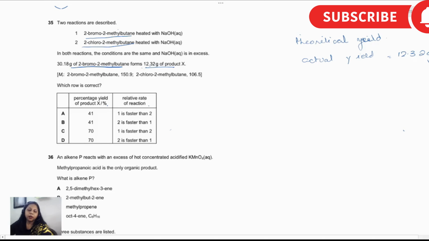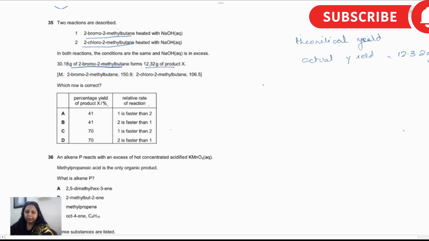Which reaction is faster? So we have chlorine and we have bromine. As we move down the group in halogens, electronegativity decreases, due to which the bromine basically leaves the atom easily and the reaction rate is faster. So we say one is faster than two. Now let's see the percentage yield. So let's calculate the theoretical yield.